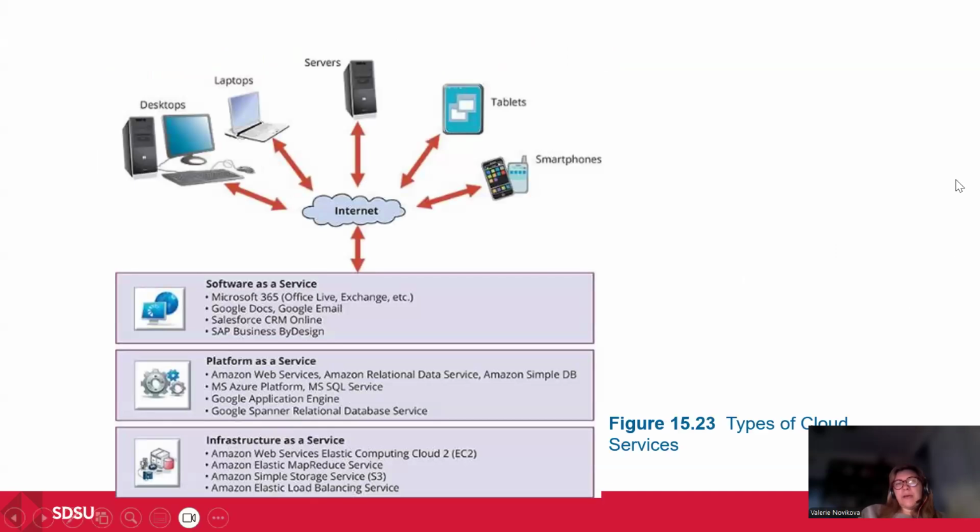So this is a typical diagram of how the cloud works. You have your client machines, all the devices that connect through the internet to different cloud providers. And there is a set of services available for software as a service, platform as a service, and infrastructure as a service. We can pause here and see what's available.